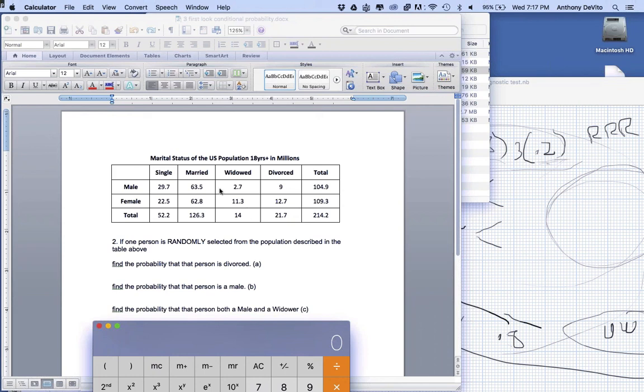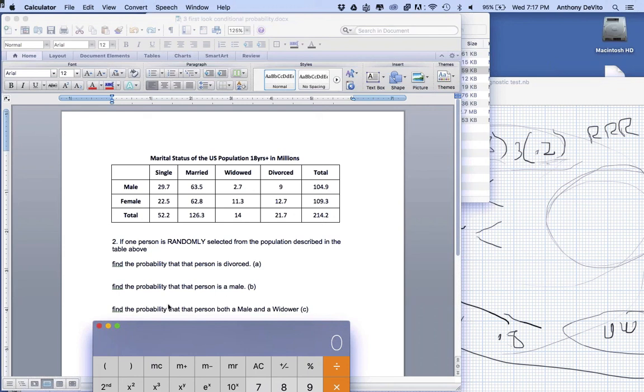Okay, so let's take a look at that. We have males, all the males are in the top row, and the widowers are only in this cell here. So the only people that satisfy the condition, widower and male, is 2.7 out of the population of 214 million. So it would be roughly about, I guess, 1%, right? Okay, whatever 2.7 divided by 214 comes out to be.